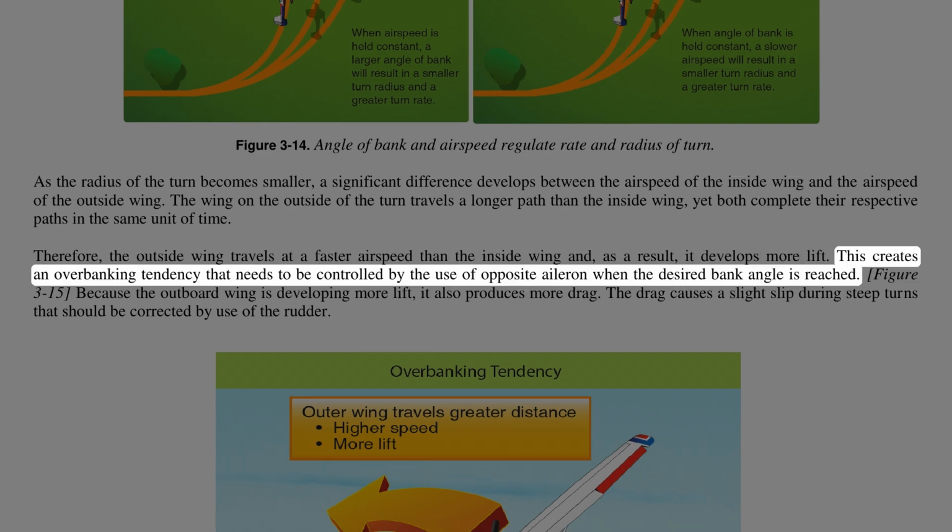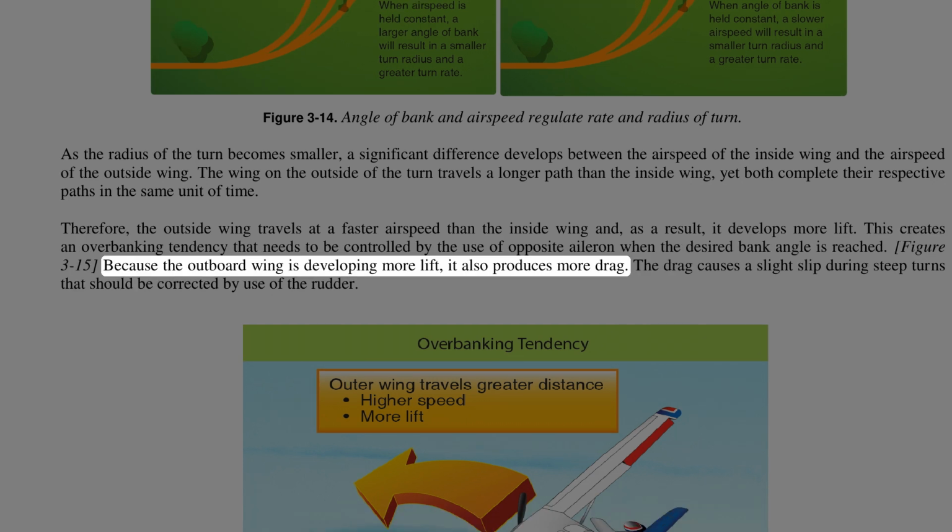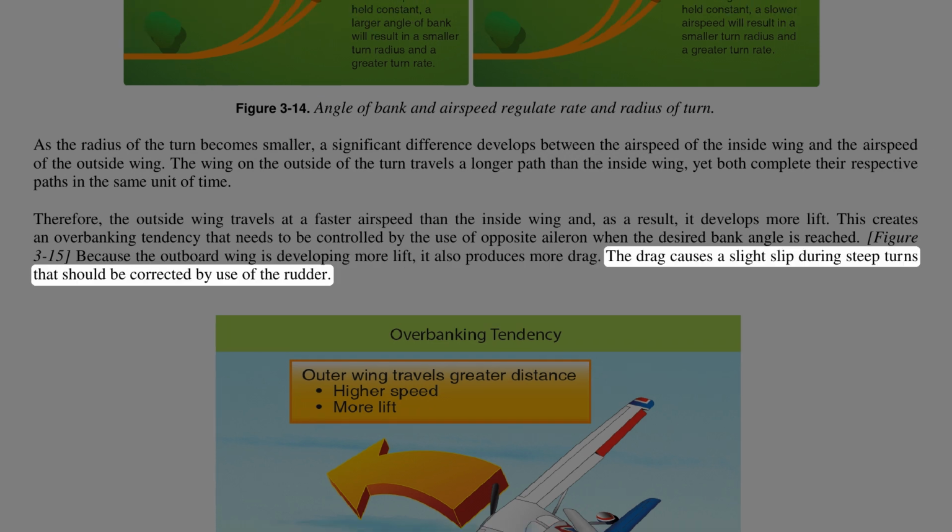lift. This creates an overbanking tendency that needs to be controlled by the use of opposite aileron when the desired bank angle is reached. Because the outboard wing is developing more lift, it also produces more drag. The drag causes a slight slip during steep turns that should be corrected by use of the rudder.